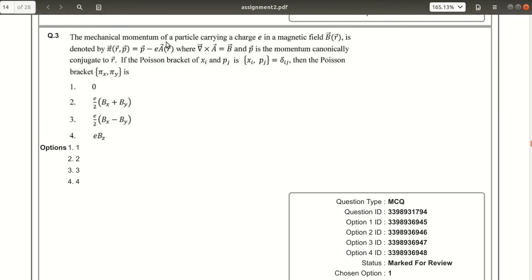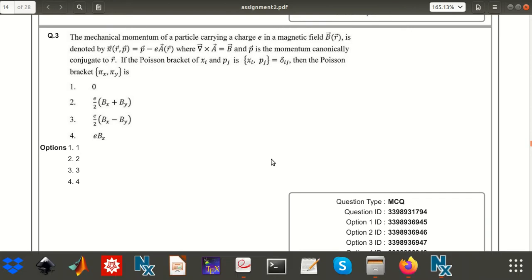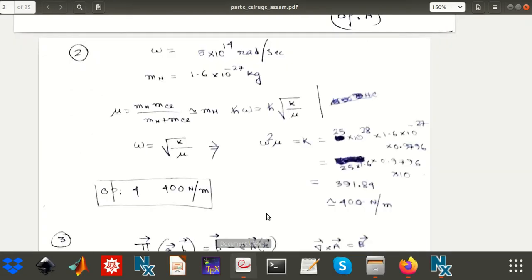The mechanical momentum of a particle carrying a charge e in a magnetic field B(r) is denoted by pi(r, p), which is p minus eA, where curl of A is basically B and p is the momentum canonically conjugate to r. If the Poisson bracket {xi, pj} is delta ij, then the Poisson bracket {pi_x, pi_y} is what? So let's see the solution.